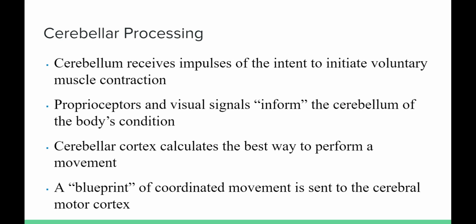Proprioceptors, those are basically how you know where you are in space. Like if you lift up your arm, you don't necessarily need to be looking at your arm to feel that your arm is lifted up, right? And a proprioceptor is the kind of receptor that tells you that. But there are also visual signals that tell your cerebellum where your body is in space and what it's currently doing. Then it calculates the best way to do that, and then it basically just executes. It's a pretty impressive process.